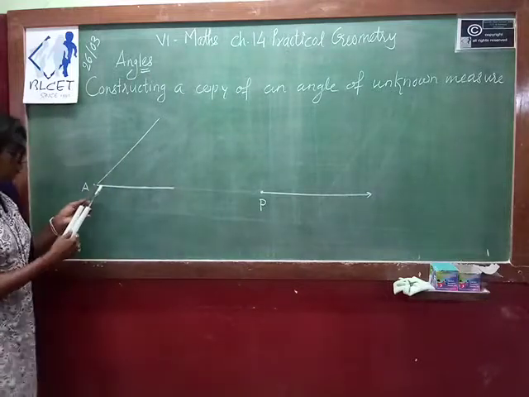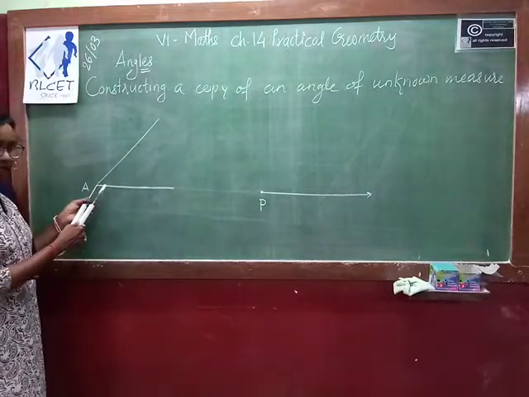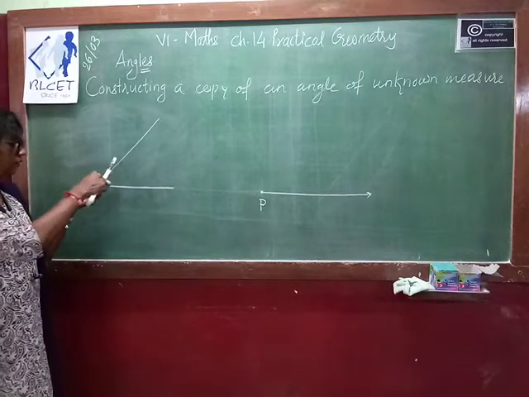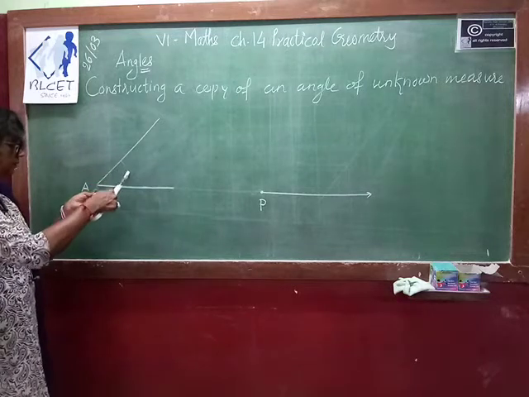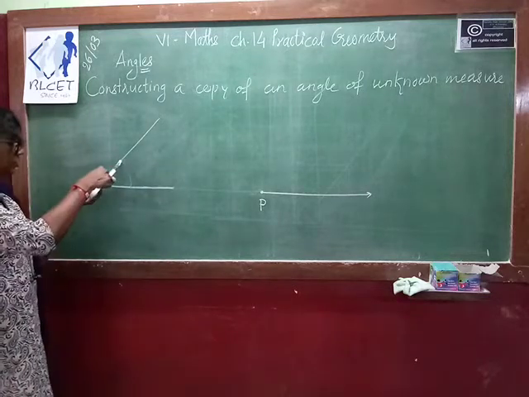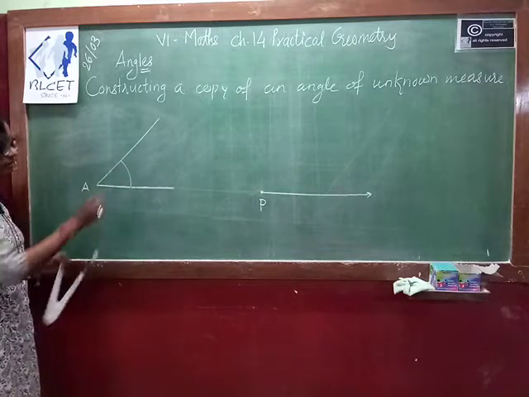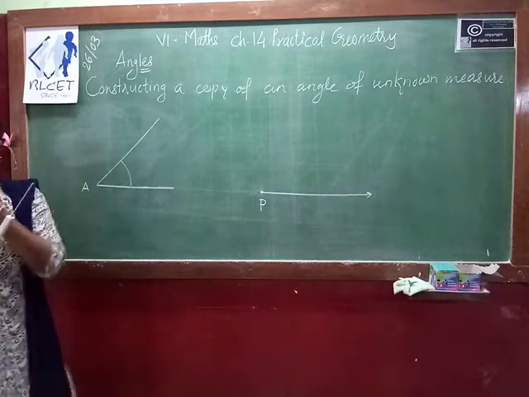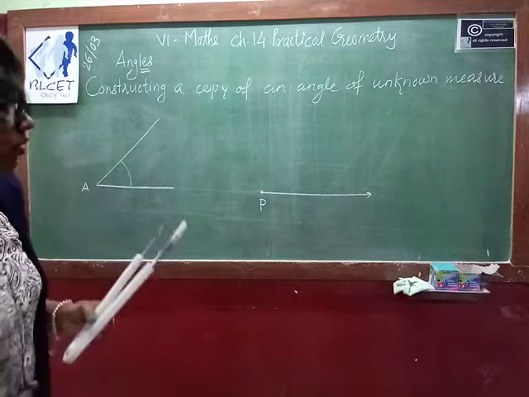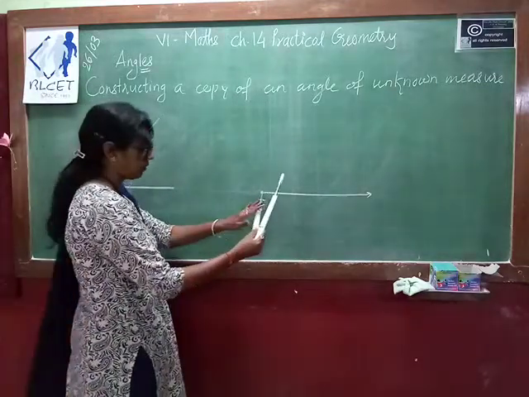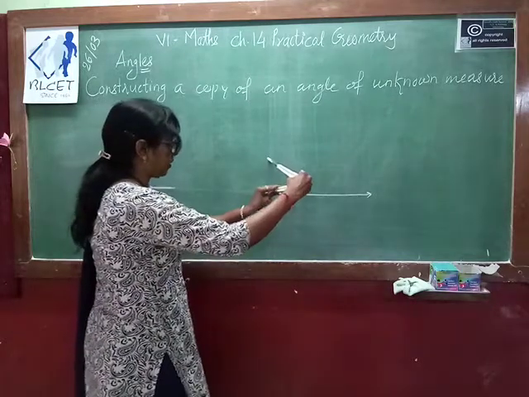So what I can do? Keep your pointer on A, and what you have to do? You have to just measure this line. What is the distance between these two edges? Between these two arms. So this is the distance. I have marked the distance on this. Now what we can do? Keeping this measurement same, I draw the same mark over here.